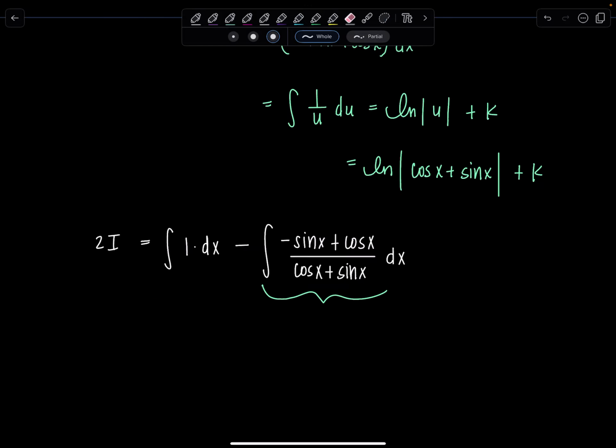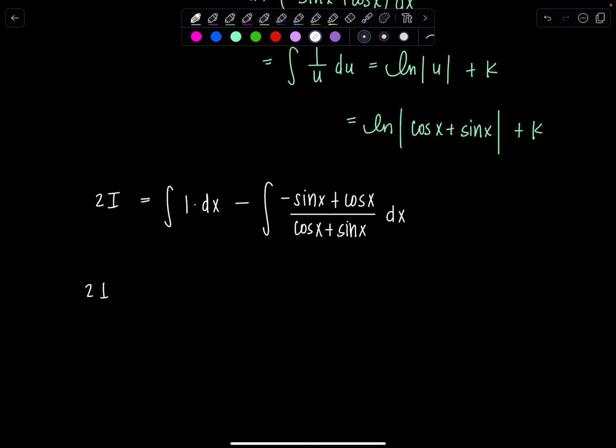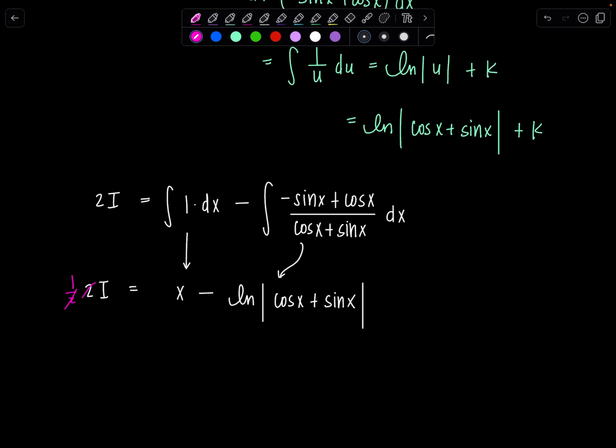Okay, so then now we have 2 times my integral equals antiderivative of 1, that's just going to be x, minus, and then this we just did up above, natural log absolute value cosine of x plus sine x. And I'm going to wait to put plus c at the very end because I'm going to have to divide everything by 2 first. So multiply by a half, that way that cancels out. And then everybody else gets a half slapped on.